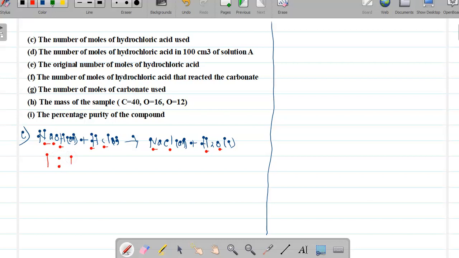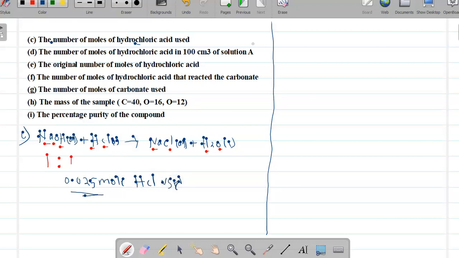To get the number of moles of the hydrochloric acid, which is C, you have the number of moles of the base. Since the mole ratio is 1 to 1, the number of moles of the base and the number of moles of the acid remain the same, which is 0.025 moles that we have seen in part B. So this is the number of moles of the HCl used.